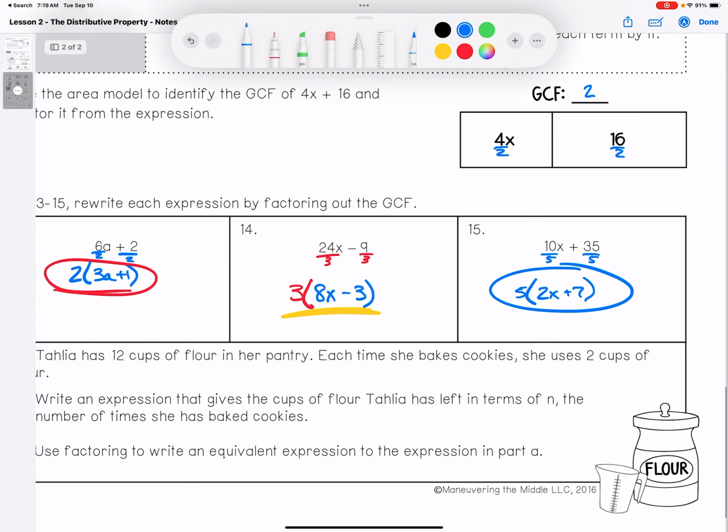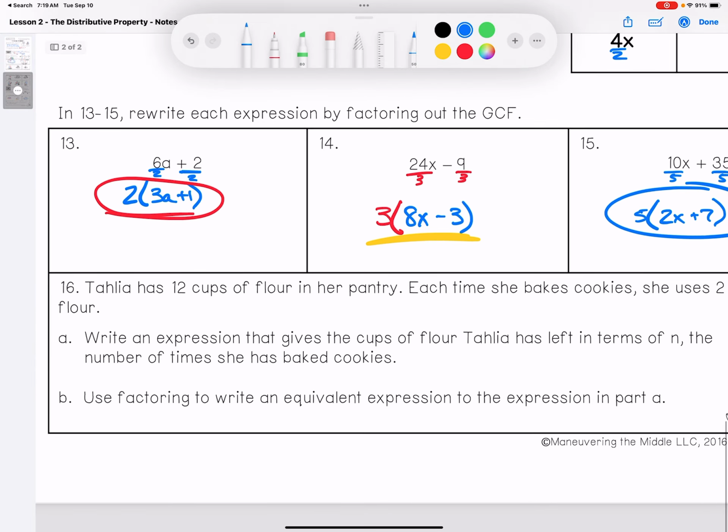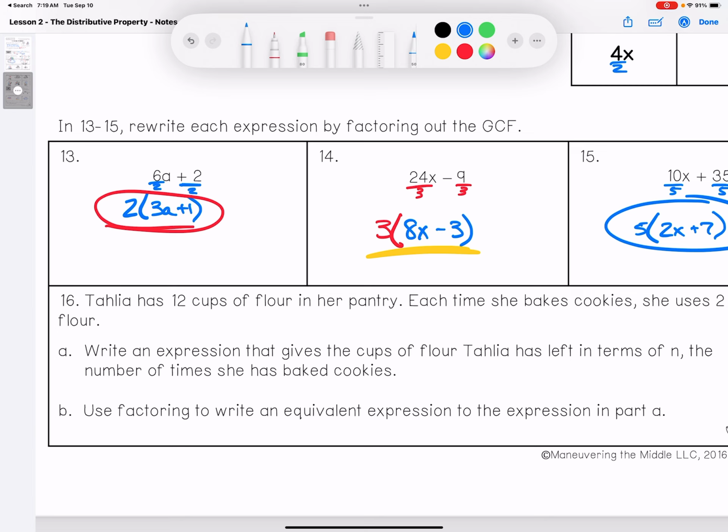And the last problem of the day. Talia has 12 cups of flour in her pantry. Each time she bakes cookies, she uses 2 cups of flour. Write an expression that gives the cups of flour Talia has left in terms of n, the number of times she has baked cookies.